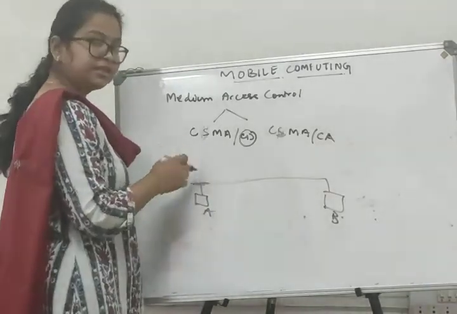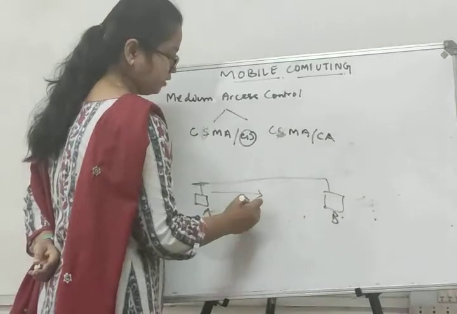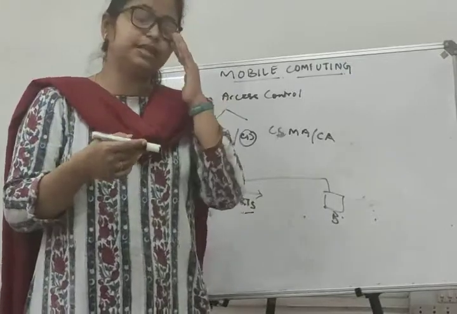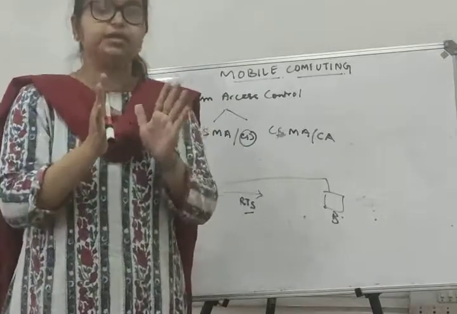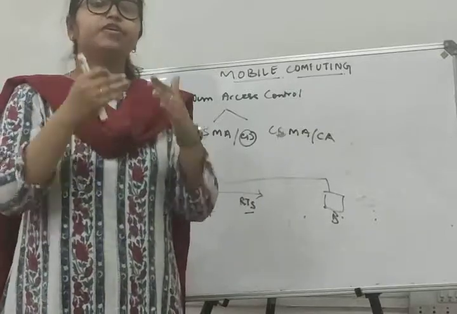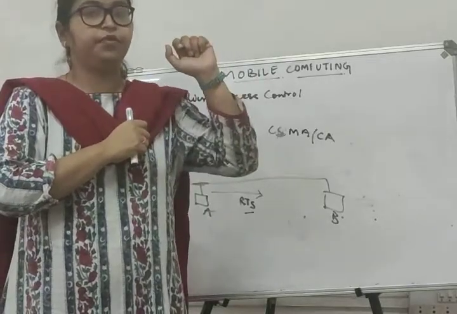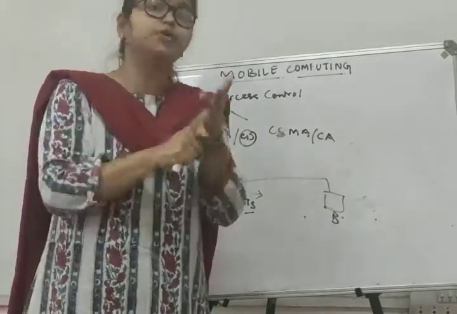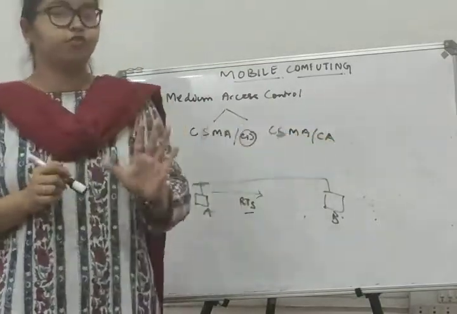Now, even though the channel is free, what will A do? A will send a packet called request to send. Request to send means that A is letting B know that, see B, I want to send data to you. Are you free? Are you available? Just tell me whether you are free or not. Then only I will send the data, because I don't trust the channel. Although the channel seems free, I still don't want to send data to you. I want an answer from you, whether you are free or not. This is what is done in the collision avoidance technique.